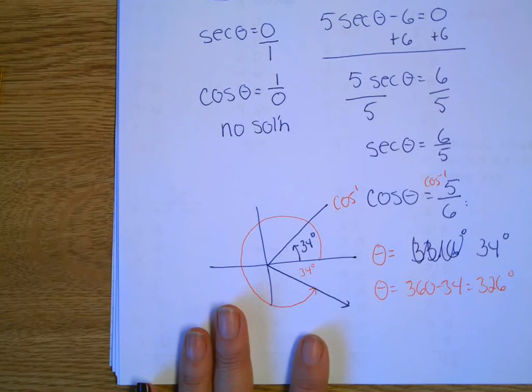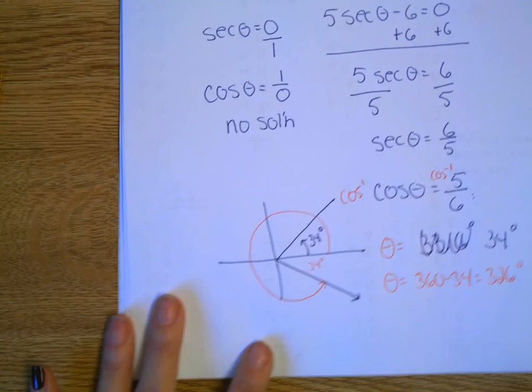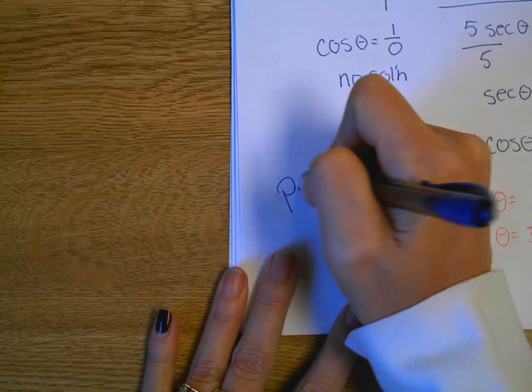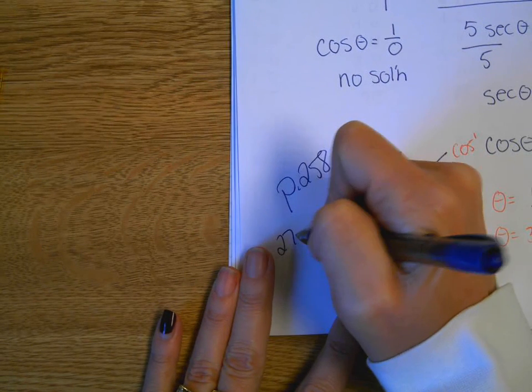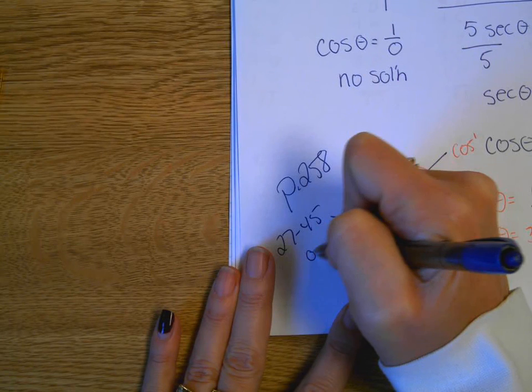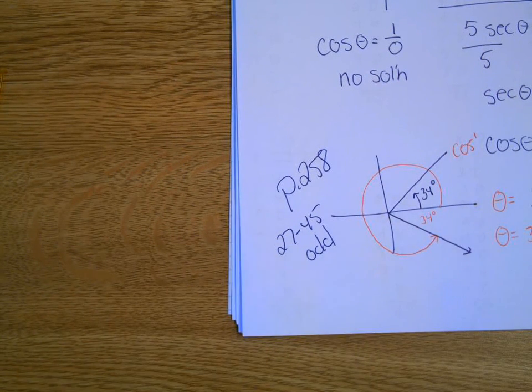Okay, so for your homework enjoyment, to keep you out of trouble, page 258, 27 to 45, odd. I'll put the answers up while you're working. You've got them in the back of the book too.